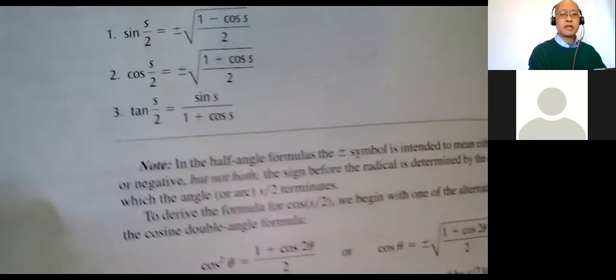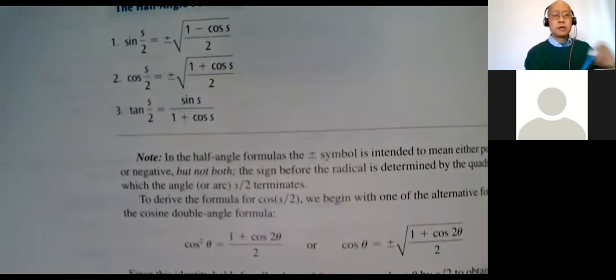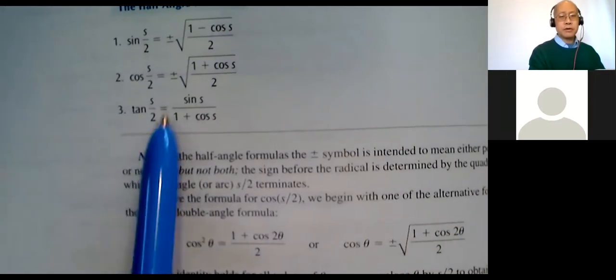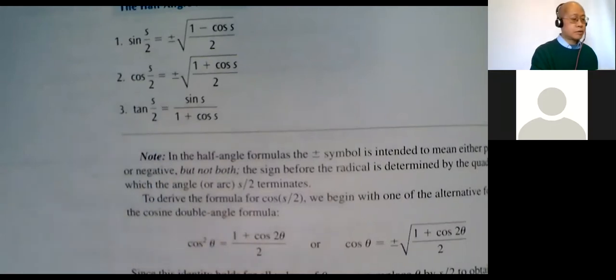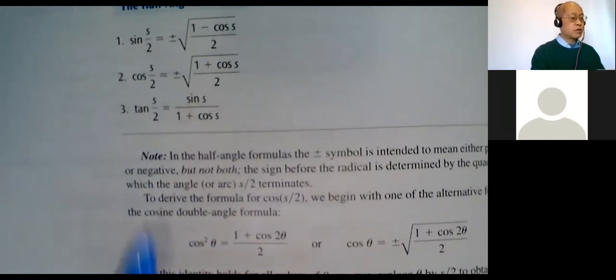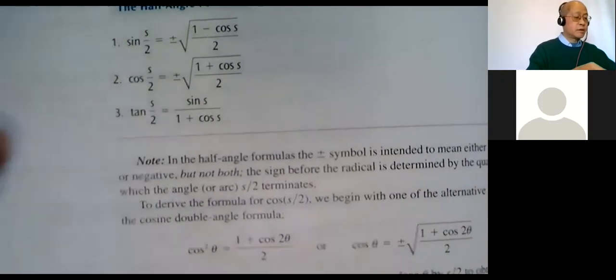And then we have a formula for tangent of s over 2. If you do some algebra the right way, I won't bother showing it to you, you get this: sine s over 1 plus cosine s. In fact, there's even more than one way to put that, but we'll just leave it with that one.